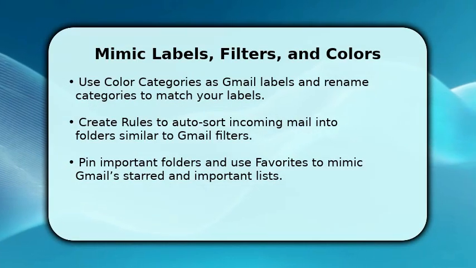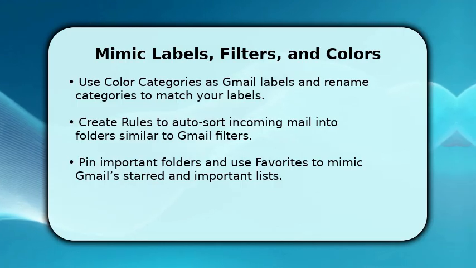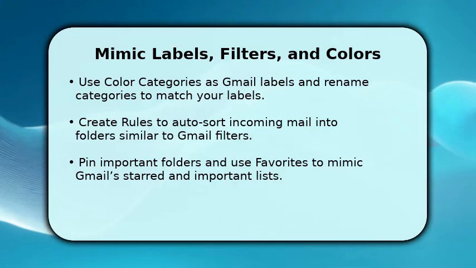Next, recreate Gmail labels and filters inside Outlook using categories and rules. Use color categories and rename each category to match your Gmail labels for visual consistency. Apply colors to messages manually or set rules to tag messages when they arrive.